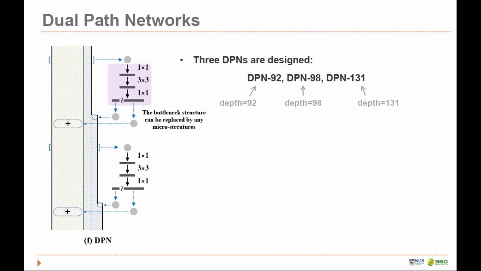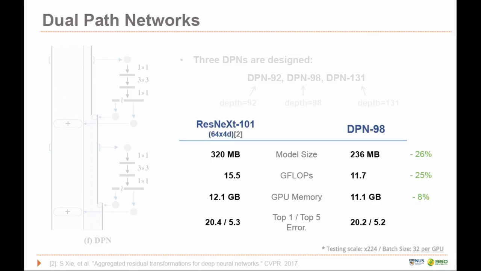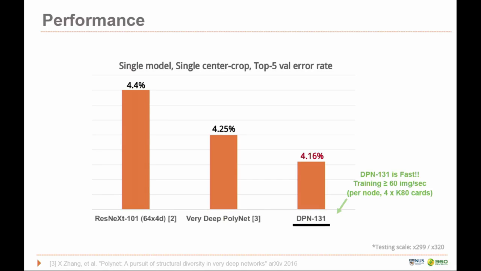We designed three types of DPN with different depths: DPN-92, DPN-98, and DPN-131. Compared with the best ResNeXt, the DPN-98 achieved 26% less model size, 25% less FLOPs, and consumes 8% less GPU memory. But on the ImageNet 1000-class classification dataset, it still has higher accuracy. So we slightly increased the depth from 98 to 131 and further pushed the top-5 accuracy on this ImageNet dataset.